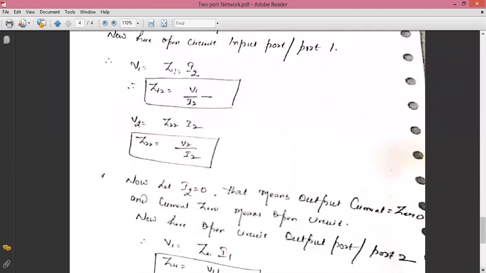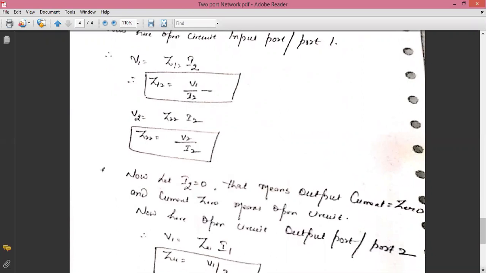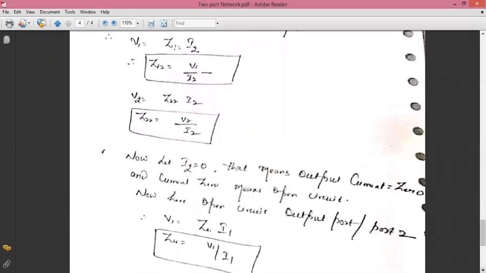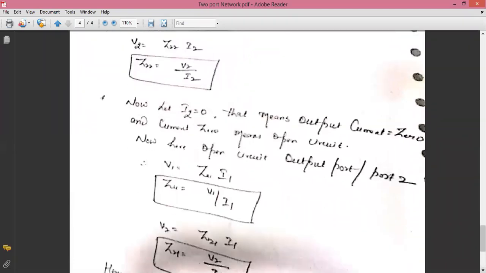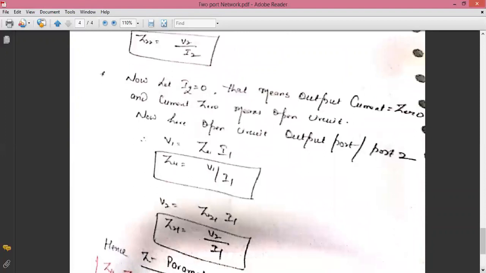In the same manner, I have to substitute, let I2 equal to 0. That means output current is 0. Again, current 0 means open circuit. Now again, I can substitute I2 equal to 0 in equation number 1 and equation number 2. When you substitute I2 equal to 0, you can see V1 is equal to Z11 I1, and Z11 is equal to V1 upon I1, and V2 is equal to Z21 I1, and Z21 is equal to V2 upon I1.